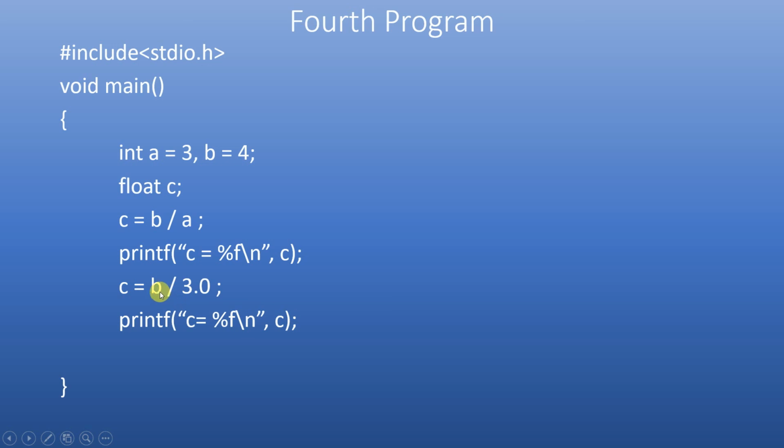Now I am dividing b with 3.0. What is b? b is an integer with value 4, and I am dividing 4 with a real value. If at least one of the operands of this / or division operator is a real value, then you will always get a real value as the answer. The fractional part will not be removed. So what is 4/3.0? It is 1.333333, and that will be the output of this program.